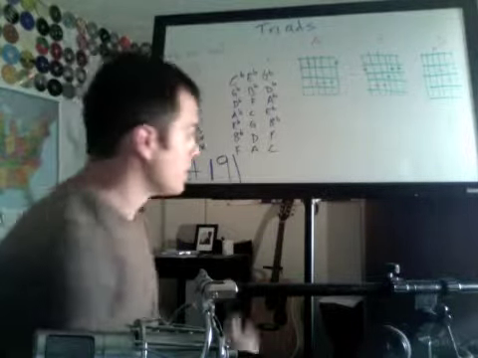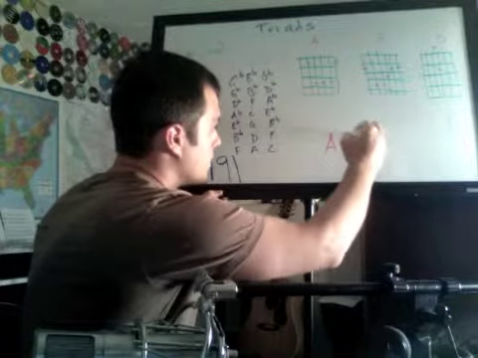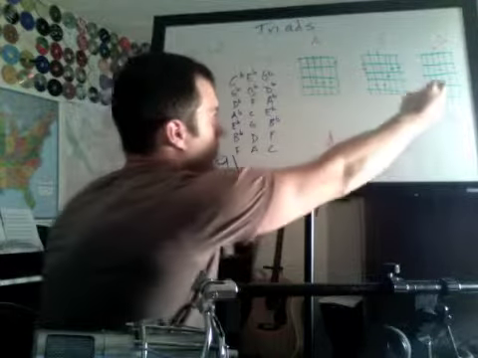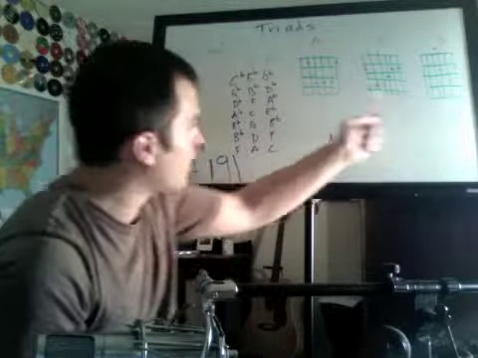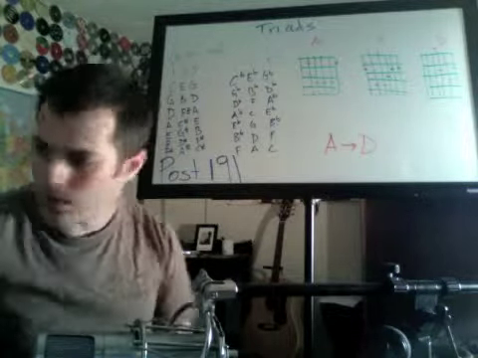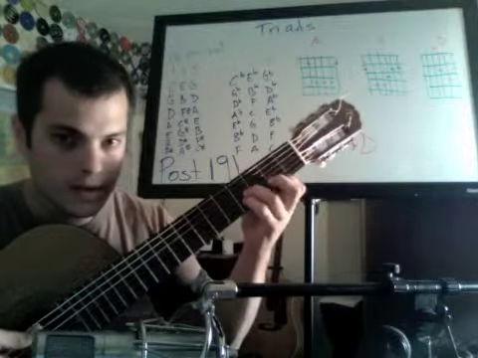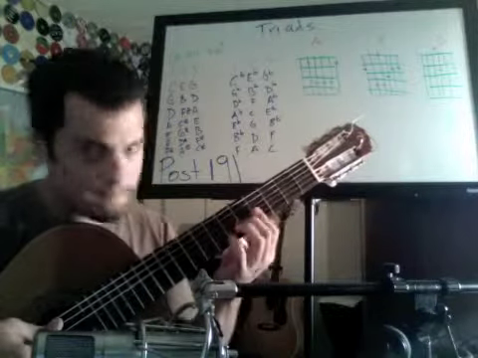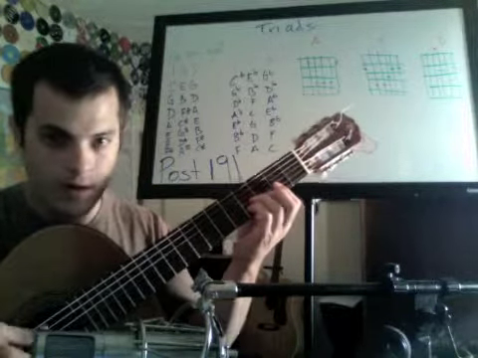Okay, so if we go A to a D, the D is going to be built off of the part that's closest to the sound hole of the A. So there's our A, and our A wants to move to a D, and then move it back.